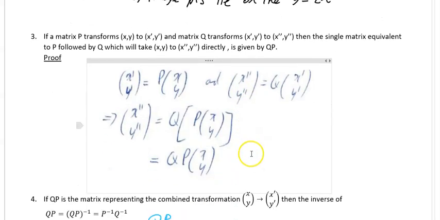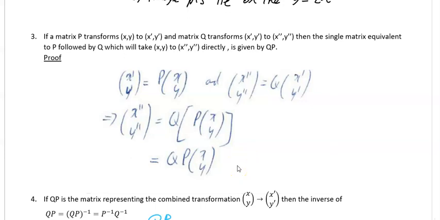Okay, the last couple of bits here. The first thing, it says if a matrix P transforms (x, y) to (x dash, y dash), and a matrix Q transforms (x dash, y dash) to (x double dash, y double dash). That's just like the second time of transforming it. Then the single matrix equivalent to P followed by Q, which will take (x, y) to (x double dash, y double dash) directly, is given by QP.